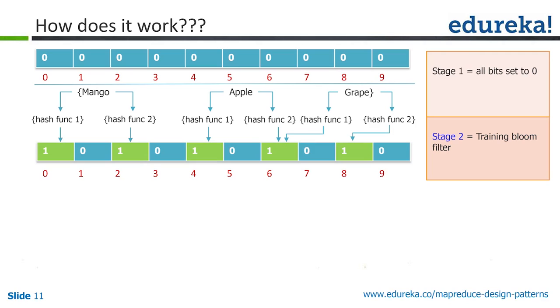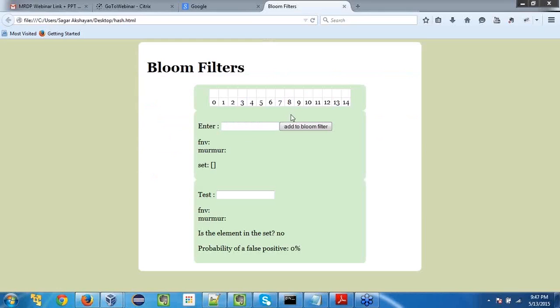Let's take that HTML example I have. I'm going to use two hash functions here: one called murmur and another called FNV. You can use any hash functions you want. The idea of a hash function is that when you enter a particular string, it converts that string into a particular hash key or index-based value. So this Bloom filter uses two hash functions, FNV and murmur.